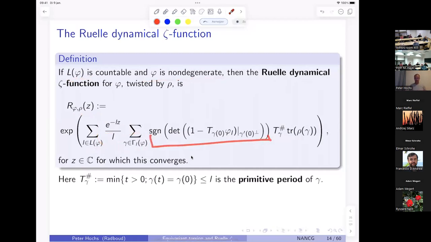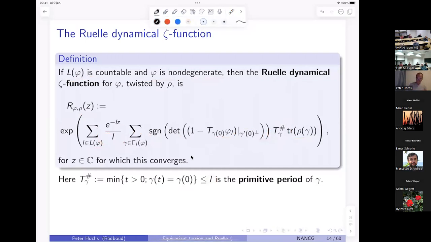There is a plus or minus one sign here, which is the following. The non-degeneracy condition implies that this map is invertible orthogonally to the derivative of gamma. So as a determinant which is not zero, I'm taking the sign of that. I'm taking the trace of rho, because gamma is a closed curve, so it defines an element of the fundamental group, so I can apply rho to it in the trace. And then this number here is the primitive period, which is the first time where the curve ends up back where it started. So the first time where gamma comes back to itself. So L is some possibly later time when it also comes back to itself.